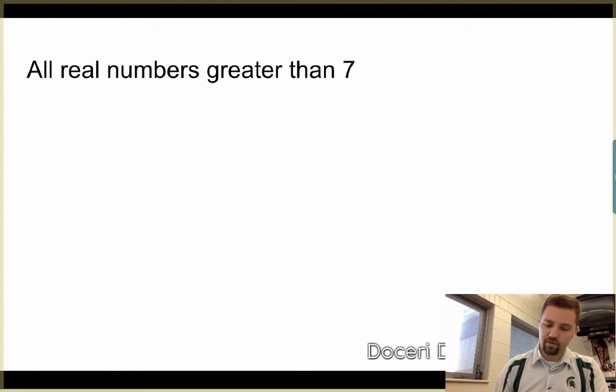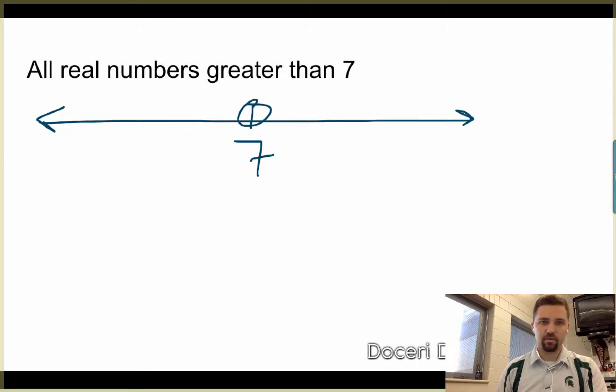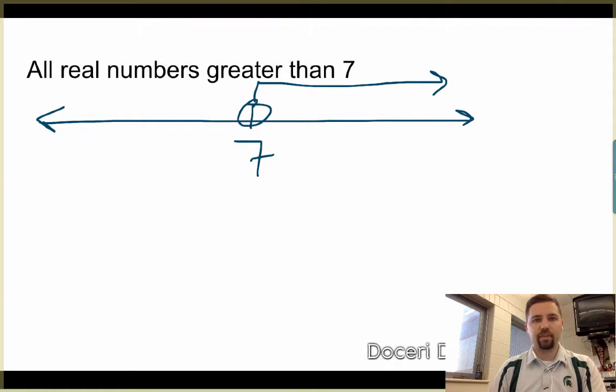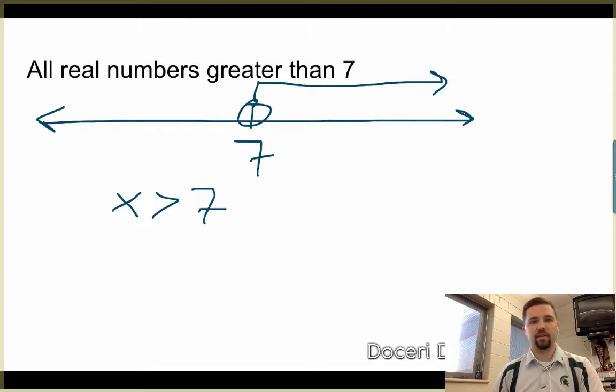Let's look at the number line first. If we want to write that in number line notation, and we want all numbers greater than 7, notice it's not greater than or equal to, it's just greater than. So I'll put 7 on a number line, open circle, because it's not equal to, arrow over to the right, everything greater than 7. If I want inequality notation, I just write x greater than 7. So there's the second method.